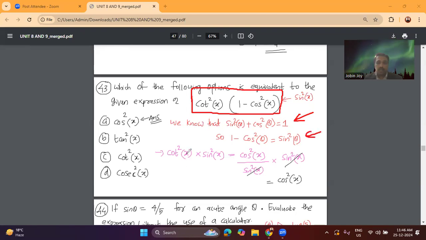That means cot square x into sine square x. So cot square x I can write, cot is cos by sine. That means cos square x divided by sine square x into sine square x. So sine square x cancels. So the final answer is cos square x.